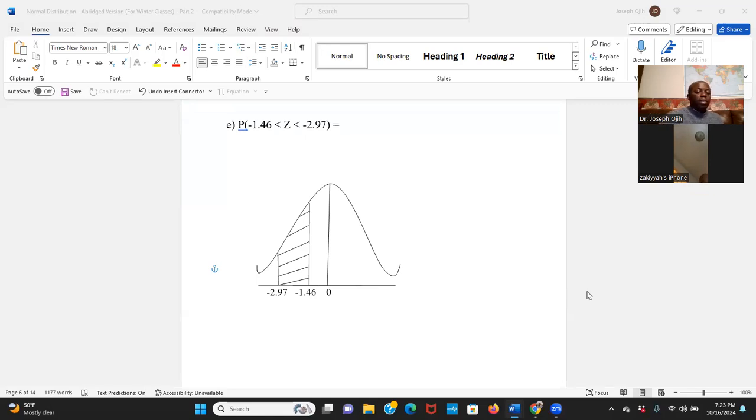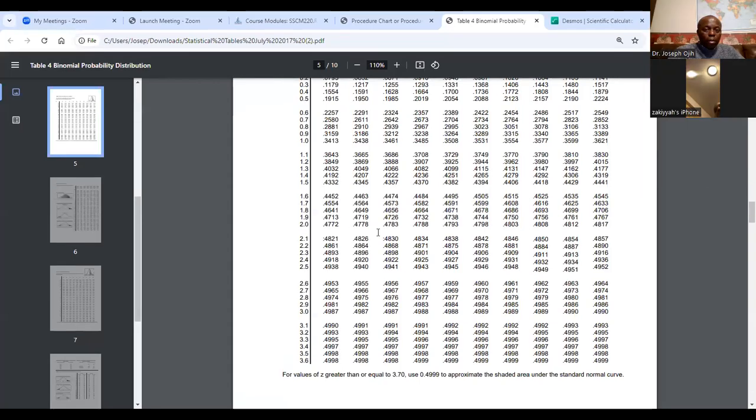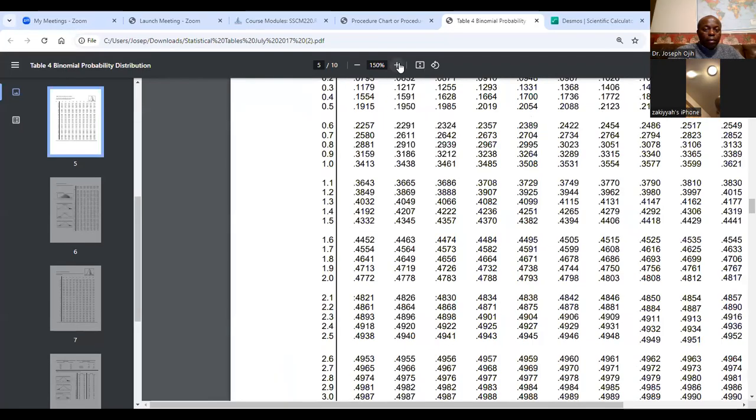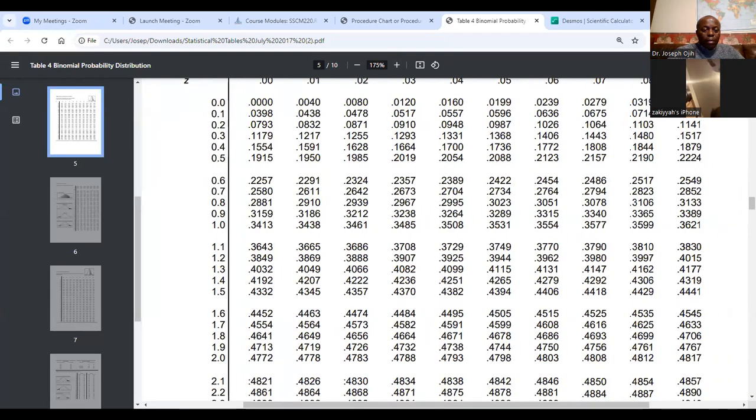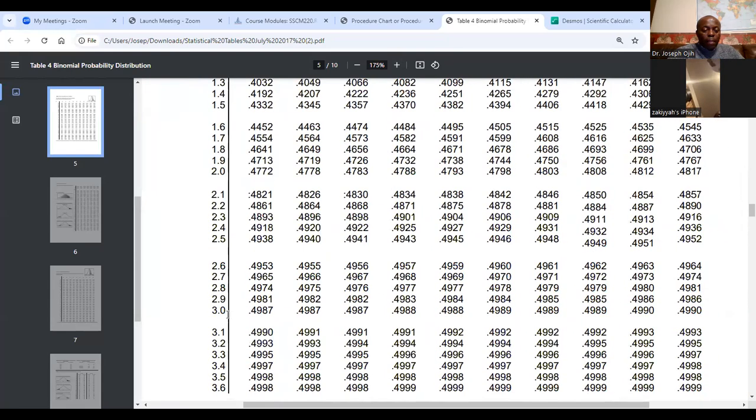So you can see that this one is bigger, I mean in absolute value. As a real number this one is smaller, but as an absolute value this is bigger, 2.97. So we're gonna look for that first. 2.97. Got 2.9 under 7. So I'll make it a little bit bigger so you can have 2.9 right here. You're gonna go under 7.